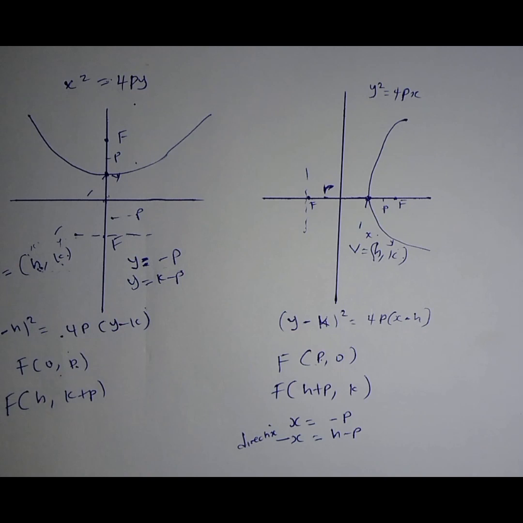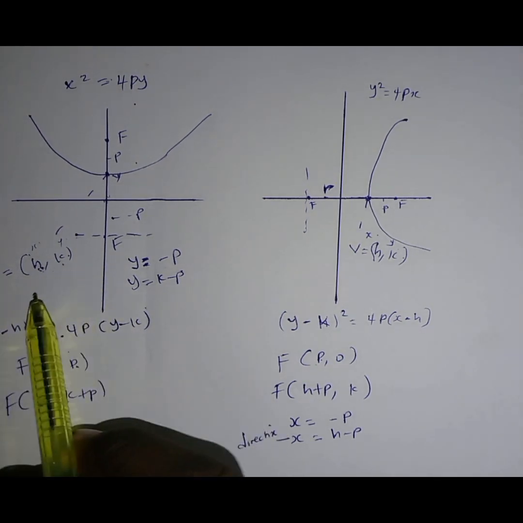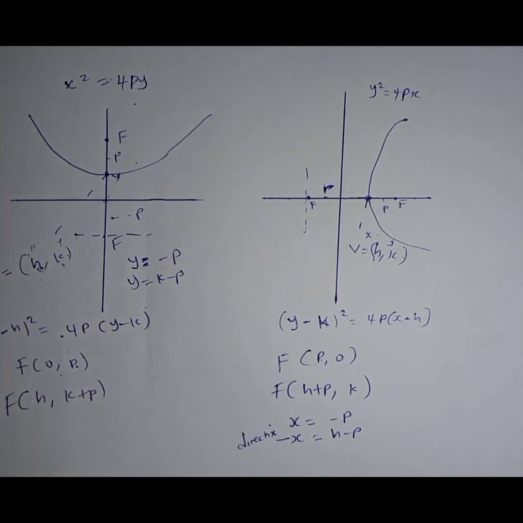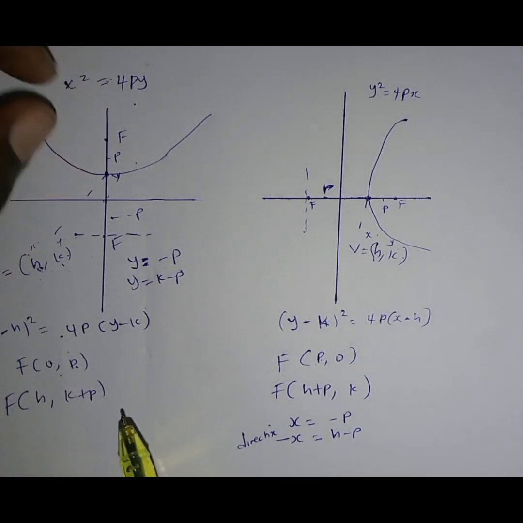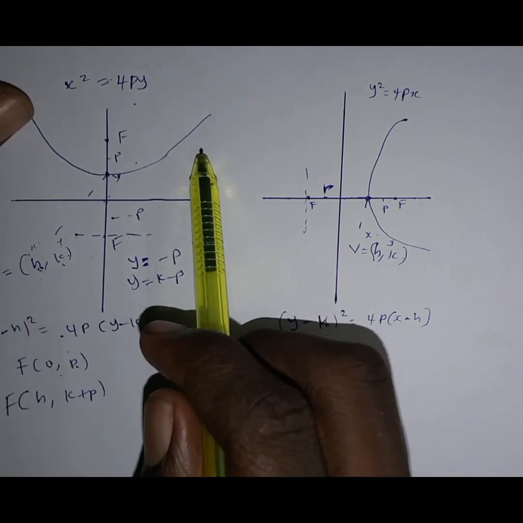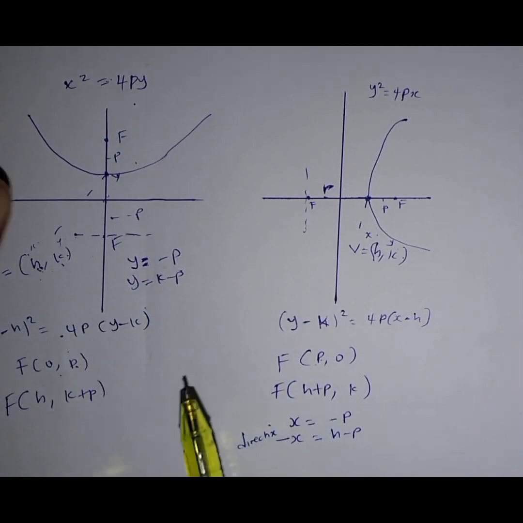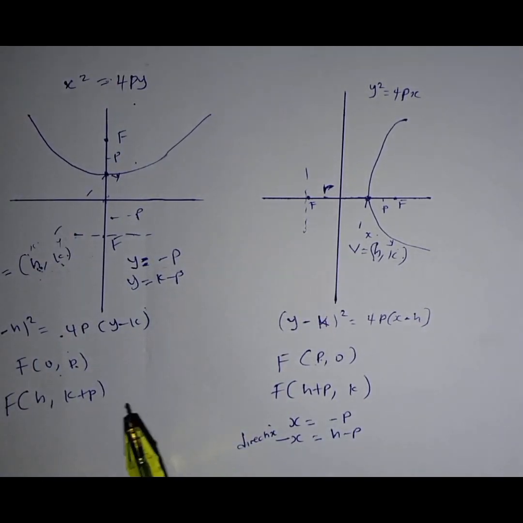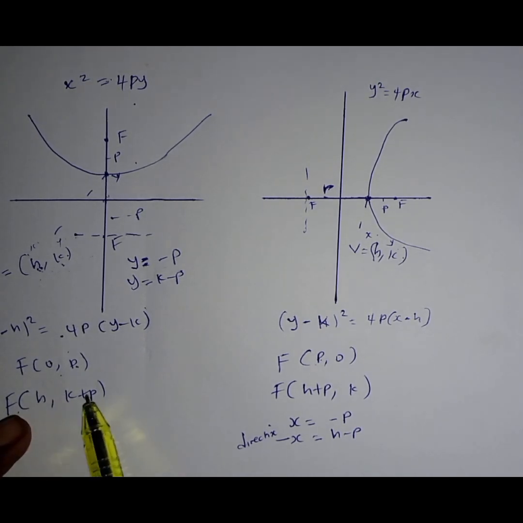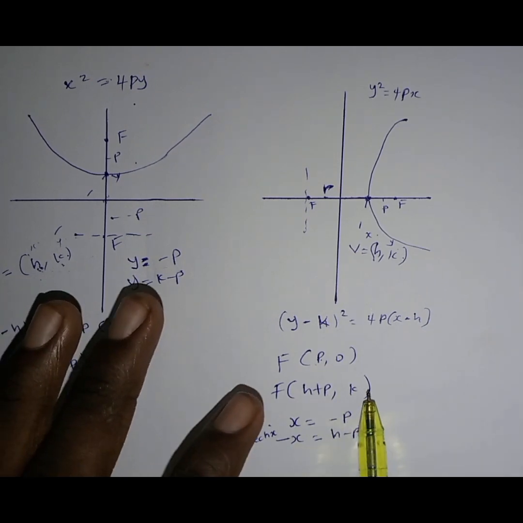So these are the formulas you need to know. So please let me recap again. The vertex is now at h and k because it has a value, it's not at the origin, and then the focus is 0, p for the normal equation, but now that the vertex is not at the origin, the focus will be F open bracket h comma k plus p. Same thing with here too.